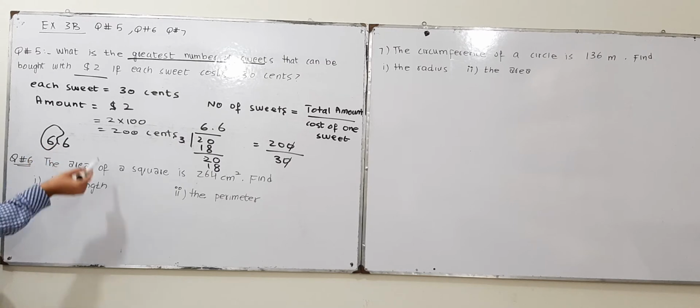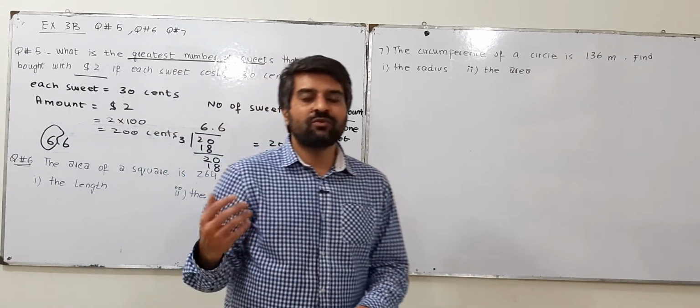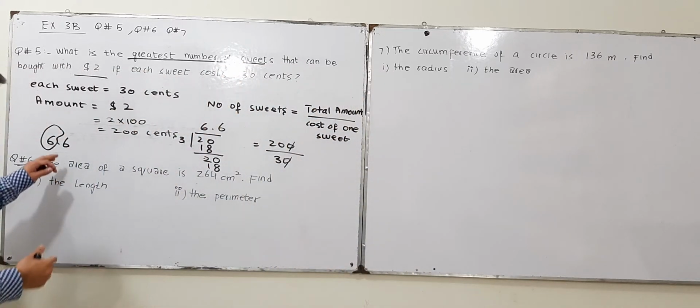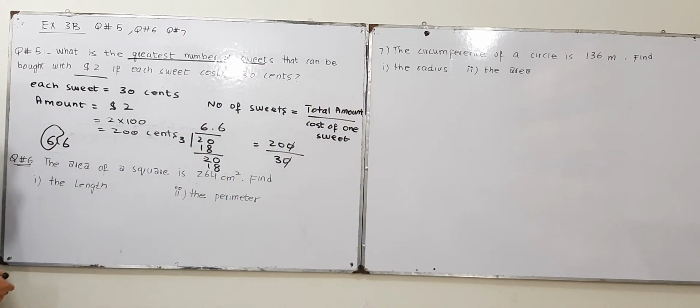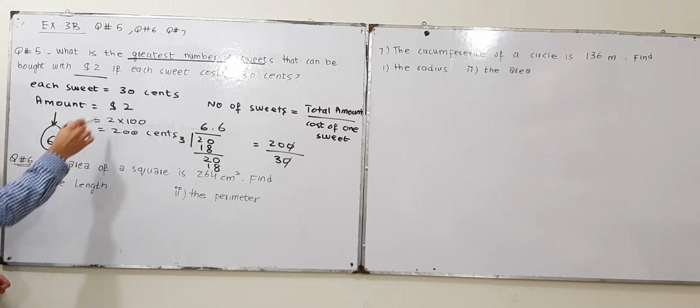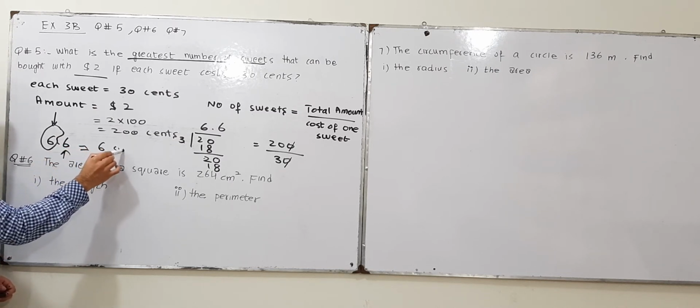You cannot have a sweet in fraction. You can have a whole sweet. So basically you are not going to round it off to 7, because you have 6 complete sweets in this amount, while this one is not a complete one. So your answer will be equal to 6 sweets.